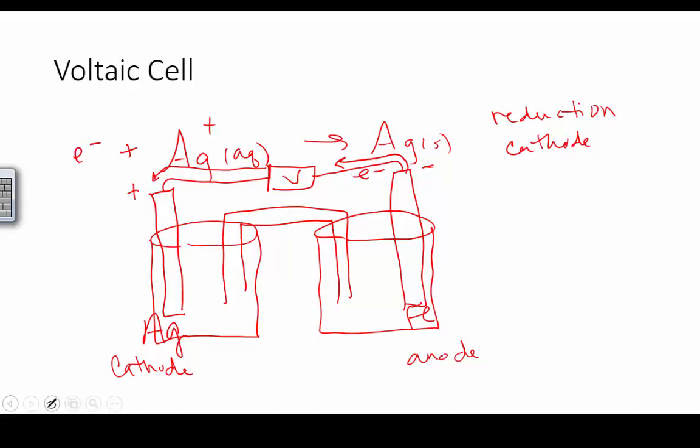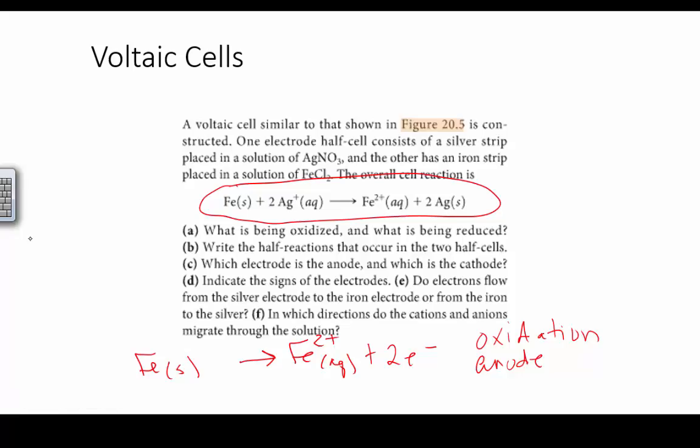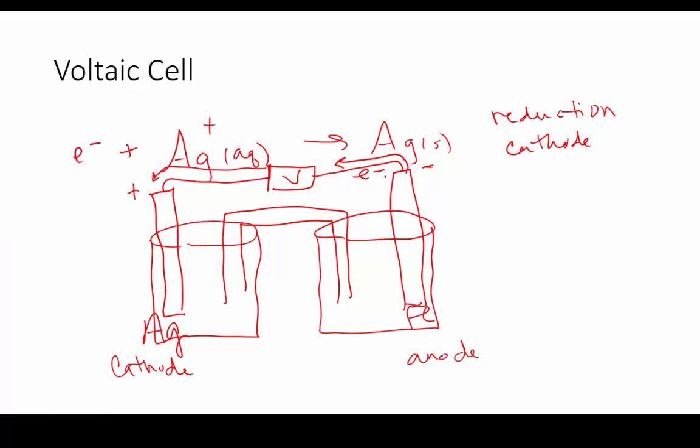And we'll see what else they wanted to know. So we know what is being oxidized and what's being reduced. We wrote the half reactions that occur between the 2 cells. This is one half reaction, the other's on the other slide. We know which one's the anode and which is the cathode. We indicated the signs of the electrodes. Here's our positive and there's our negative.